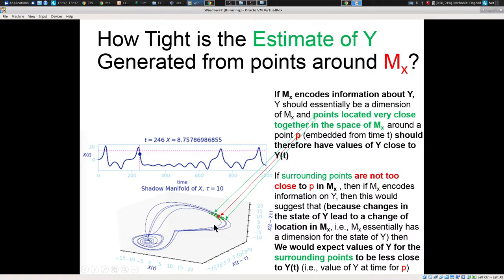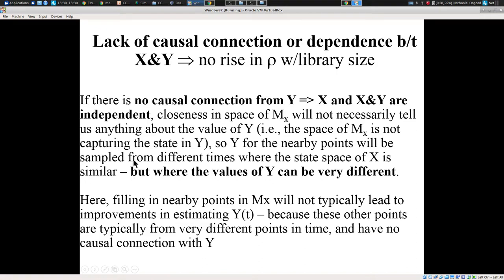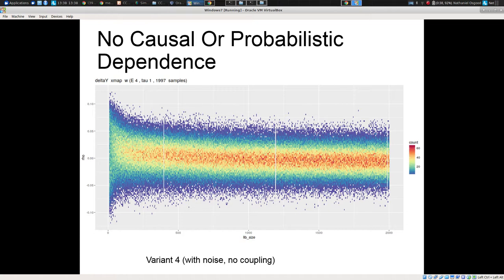There's no sort of rhyme or reason as to what their values of y will be for the neighboring things. And therefore, averaging their values of y will tell you nothing, really, about the value of y for this point there. And as a result, you'll basically see no information about y in x, and the correlation may be close to zero. And filling in nearby points, making the state space more dense, filling in more elements of the state space so those are even closer neighbors, won't help in estimating y. These are from very different points in time, and they're not going to have any causal connection. So this is what you'll see. You'll see something like this.